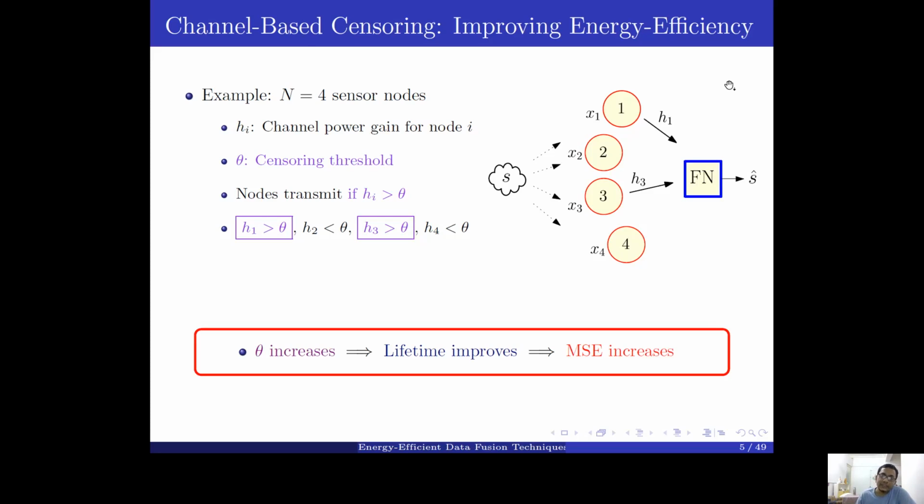Now, if you increase the censoring threshold theta, the nodes will transmit less often, so it will enhance their lifetime. However, as the fusion node will be receiving measurements from fewer nodes, the quality of estimation will be affected. Mean squared error, which measures the quality of an estimate, will increase. Thus, although increasing theta enhances the lifetime, the performance will be affected.